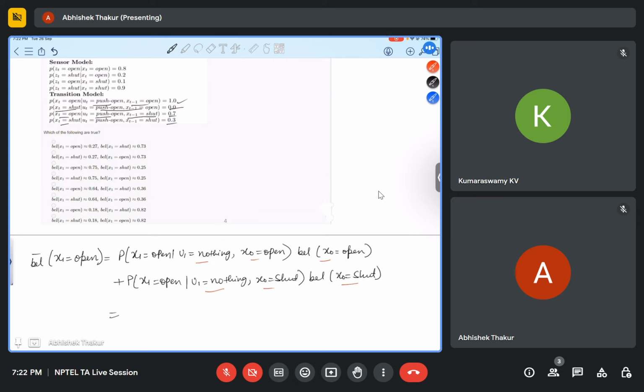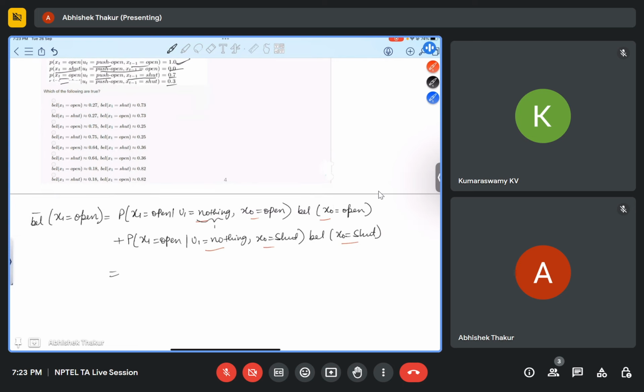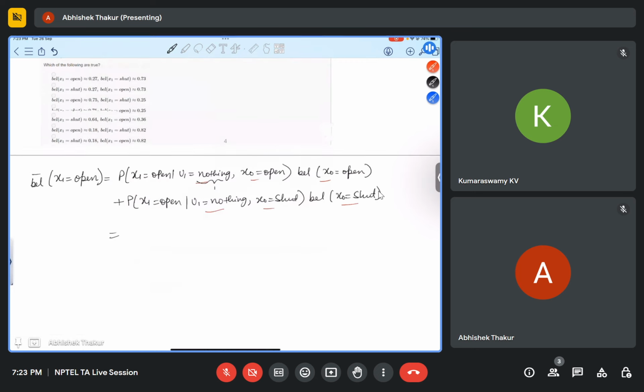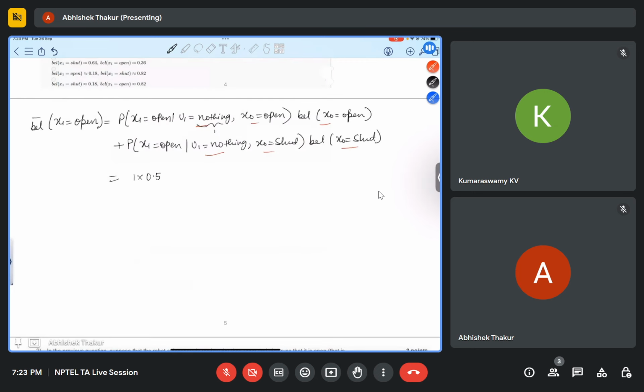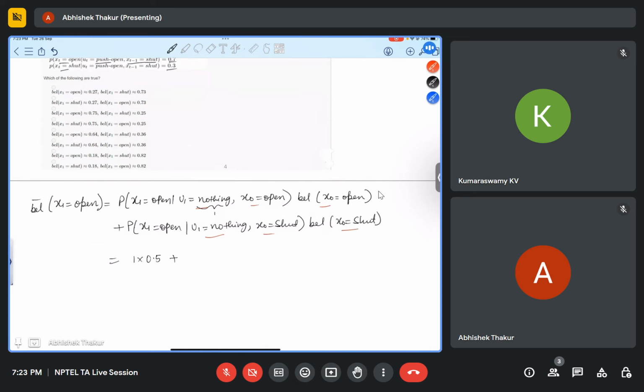So probability that x1 is equal to open, u1 is nothing. We'll use everything from this, whatever value is given in this question. So here x1 is equal to open and u1 is nothing and xt minus 1 is open. So this value is given as 1. And belief x0 is equal to open is 0.5. Here it is given. And x0 is shut is also 0.5. So it will be 1 into 0.5 plus this term, x1 is equal to open, u1 is equal to nothing, x0 is shut.